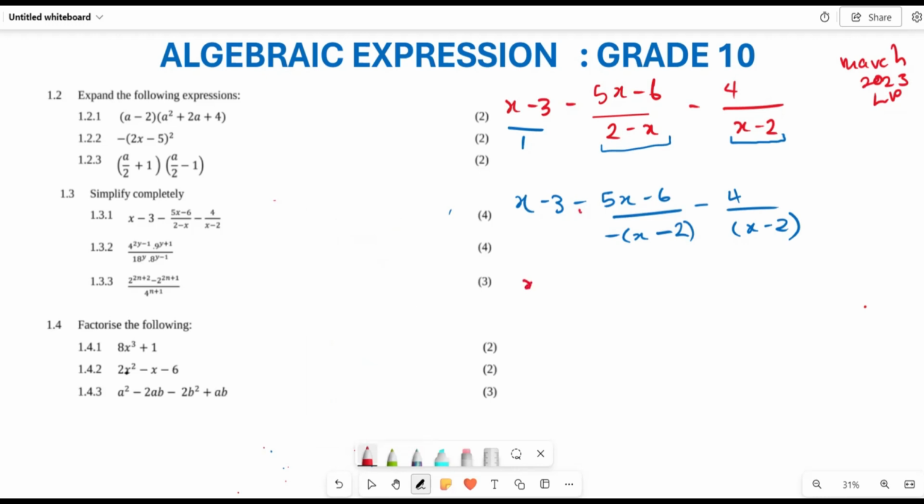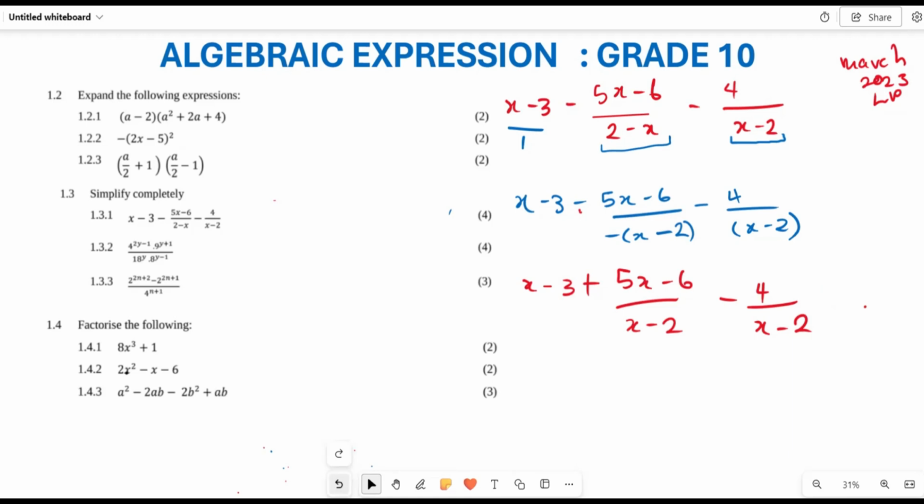So which means this is the same as x minus 3. Then now negative and negative, this is the same as plus now. Plus 5x subtract 6. Then this is divided by x minus 2. Then this is going to be minus 4 into x minus 2 altogether. And now that the denominator is x minus 2, we want everything to have the same denominator, right? So which means you are going to multiply by x minus 2 everywhere, right? Altogether. So the only part that you are going to multiply by x minus 2 is actually the x subtract 3. Altogether. So which means this is the same as what?